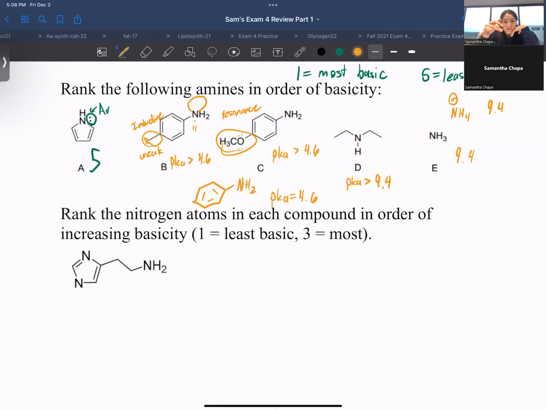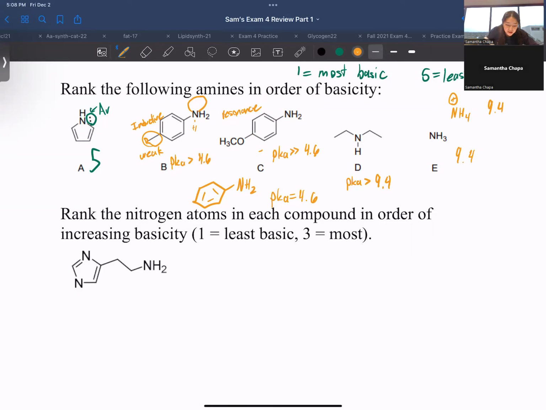But in comparison to each other, since this electron donating group is pushing more electron density into this nitrogen, making this little cloud a lot bigger, it's easier for this nitrogen to grab onto a proton, so it's more basic. That means our pKa is a little bit higher than this one right here. Okay.